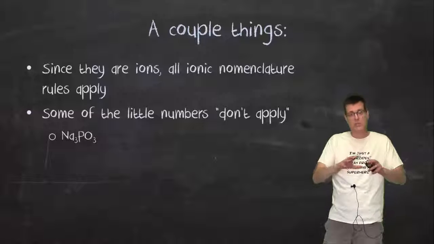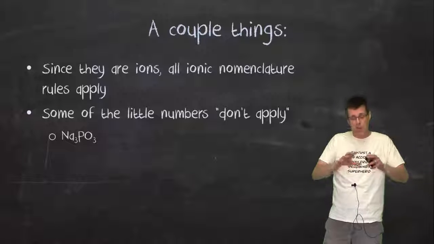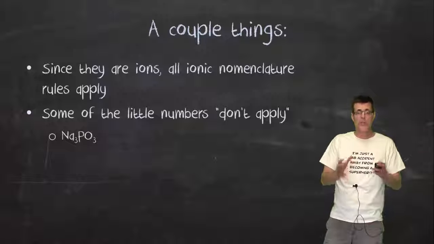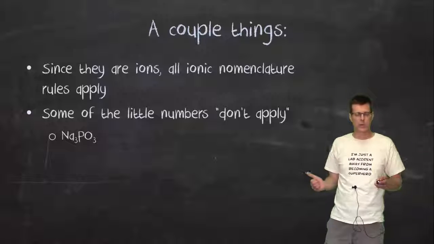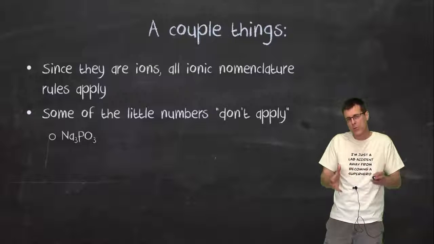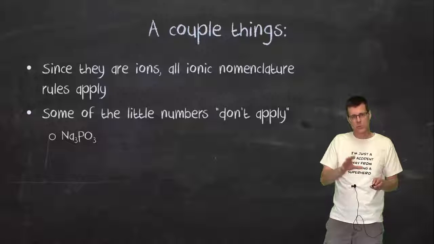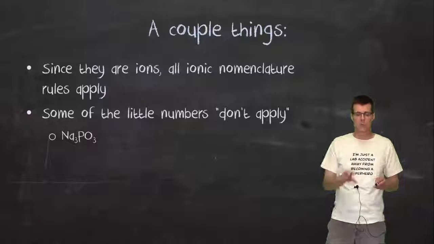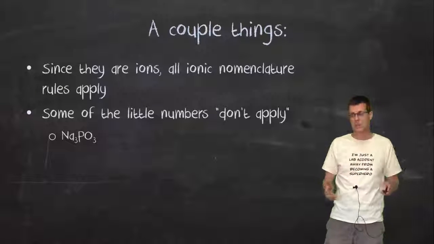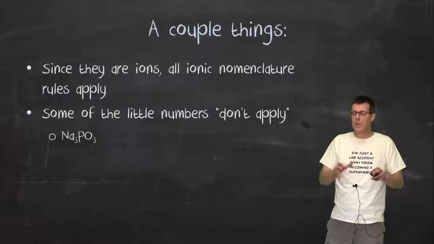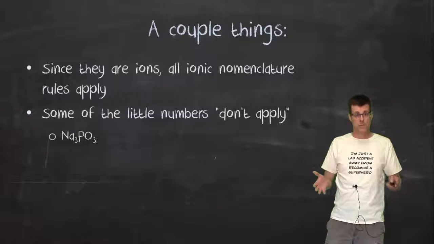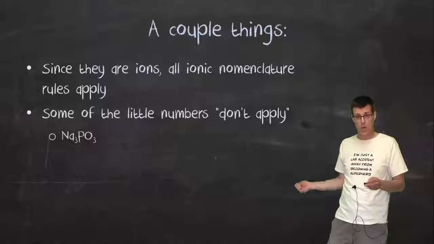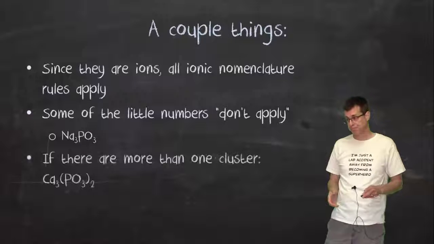PO3, that represents a phosphite. That represents one unit of that group, phosphite. And the 3 is part of the group. So in other words, PO3 counts as one thing. So yes, there's 4 atoms, and yes, inside that group that 3 means something. But other than that, I don't have 3 phosphite groups. I only have 1 group of phosphite.